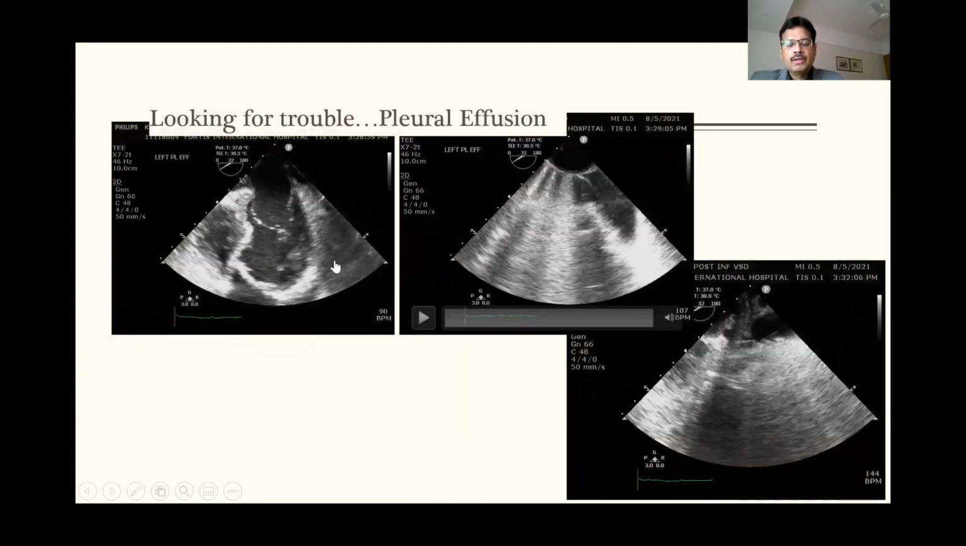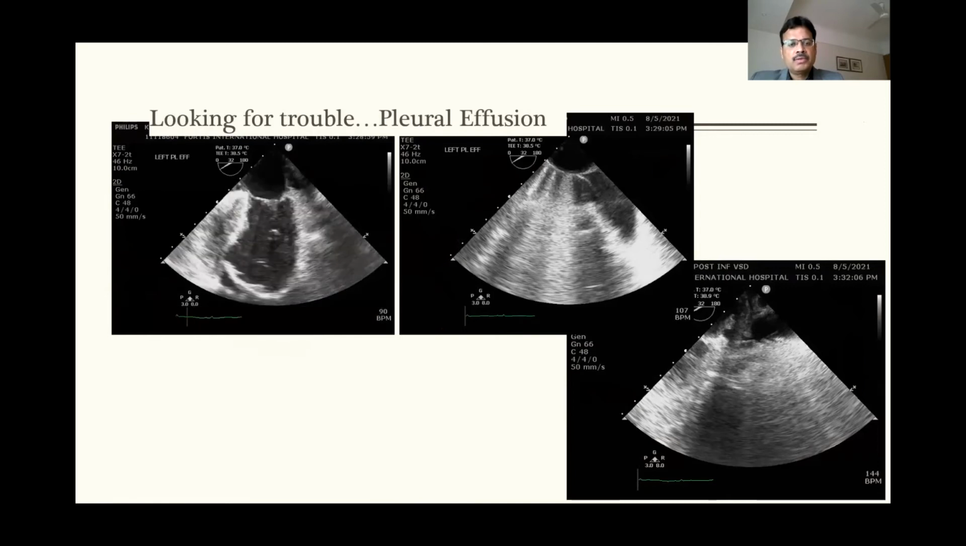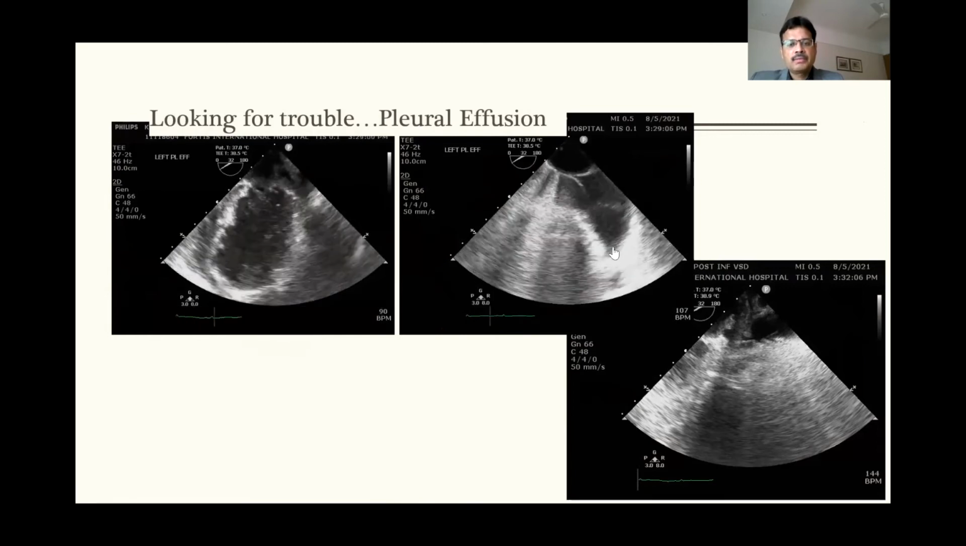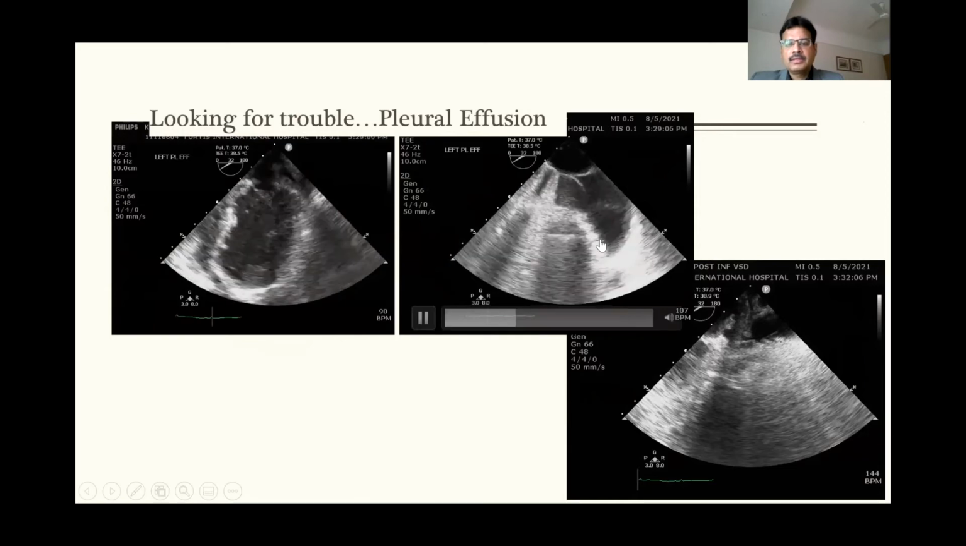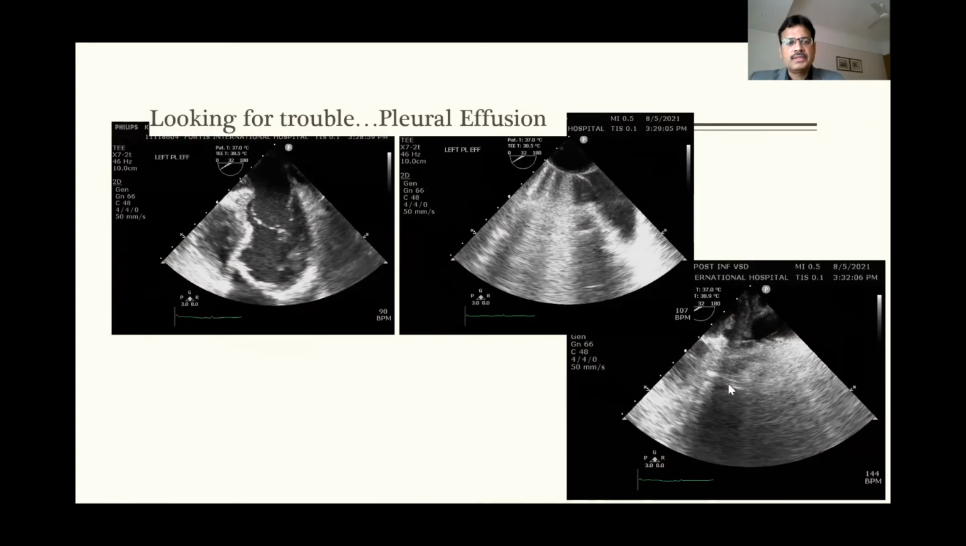probe. Also, it's a good idea for the cardiac anesthetists to look out for trouble in the lung. Any presence of pleural effusion, as in this case, was picked up by just turning the probe from the four-chamber view onto the left, picking up this pleural effusion, and subsequently, when it has been drained and the lung expands, you can see the image has changed.